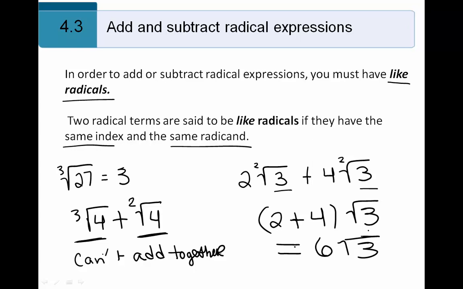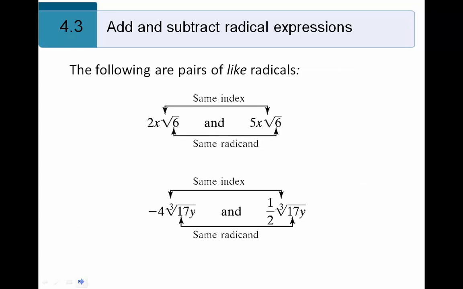But once again, for the problems that we're doing in this section, you won't have to worry about what the index is because all of them will have an index of 2, because we're dealing with square roots. Okay, so you will just have to pay attention to the radicand, or what's underneath the radical sign, to make sure they're the same, and we'll try to make them the same by simplifying them. Okay? So let's just go ahead and look at these radicals here.